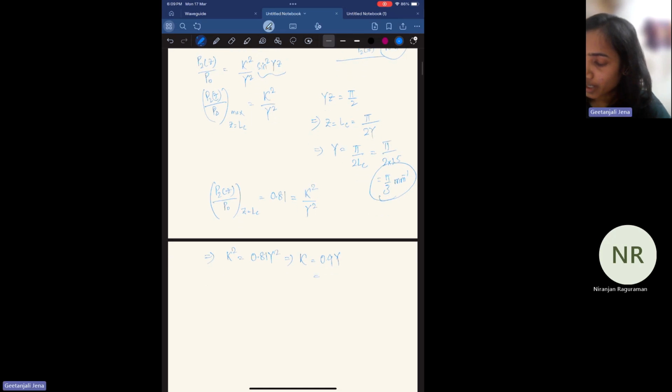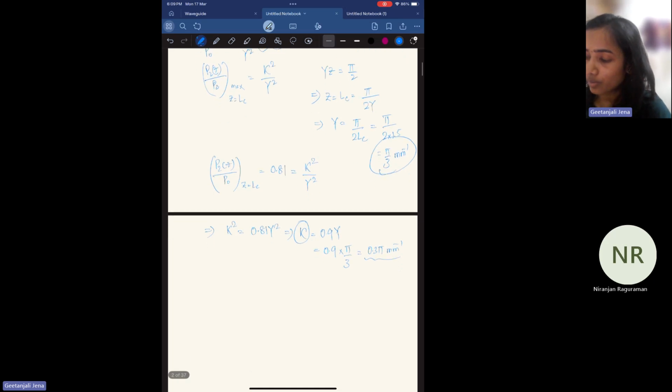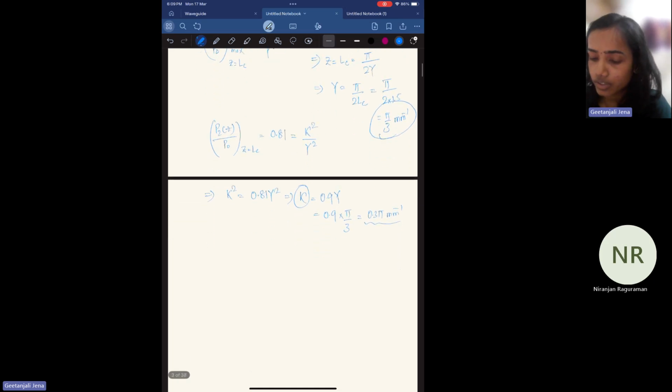So just put the value of gamma, which is 0.9 pi by 3. So this will give 0.3 pi millimeter inverse. So now we calculated the answer to the second question, that is, what is the coupling coefficient for this waveguide, which is 0.3 pi meter inverse.